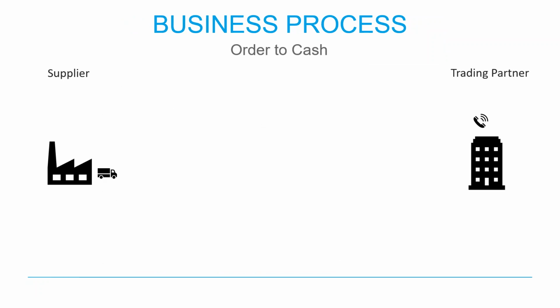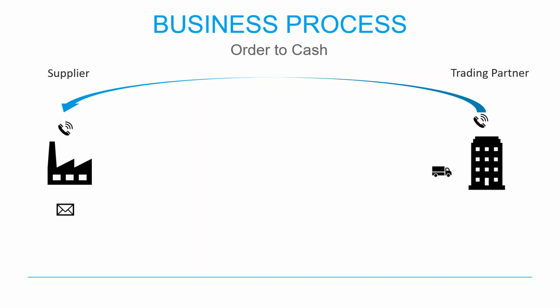The business process consists of steps required to accomplish the task at hand. In this case, the trading partner wants to order from the supplier and have them shipped to their location. Without EDI, the trading partner would pick up the phone, call the supplier, and place an order. The supplier would enter the order into their ERP system, fulfill and ship the order, and then mail the invoice to the trading partner. Several days later, the trading partner would receive the invoice, enter it into their ERP system for payment, and the payment would be sent by mail.